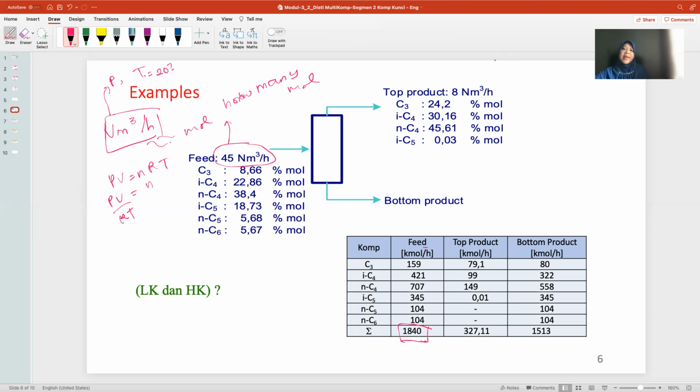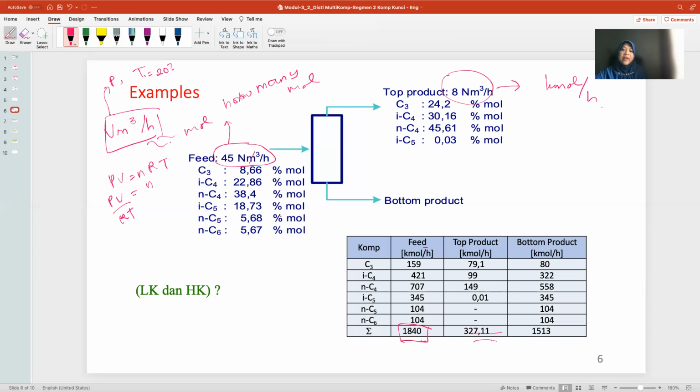Okay, let's say the top product is 8 normal cubic meter per hour with this percentage of mole. Using the mass balance, you can also convert it into kilomole per hour, and then you get 327.11, and then you multiply it with this one. So this is the top product.